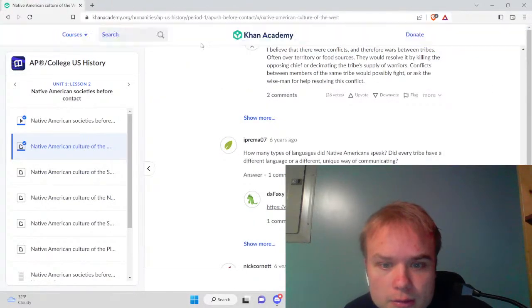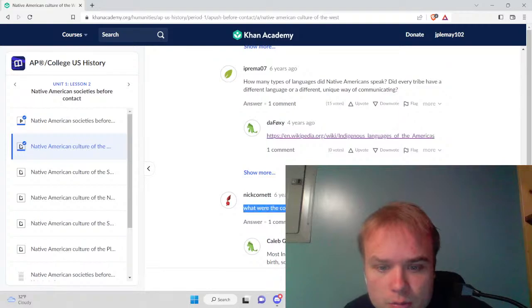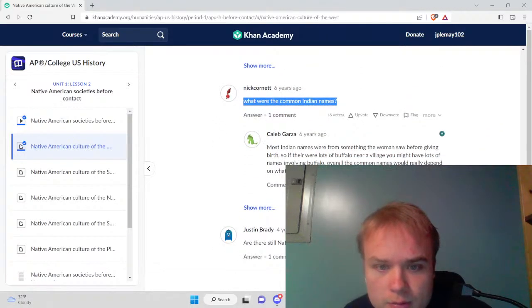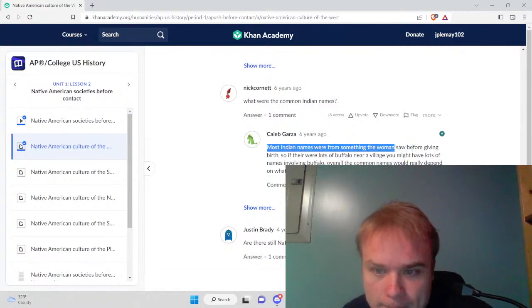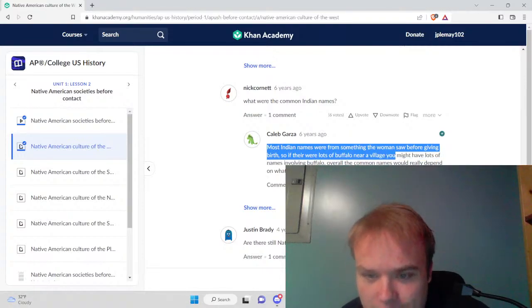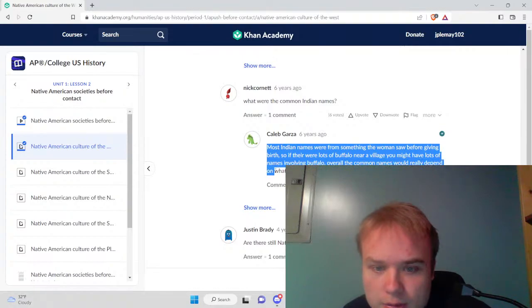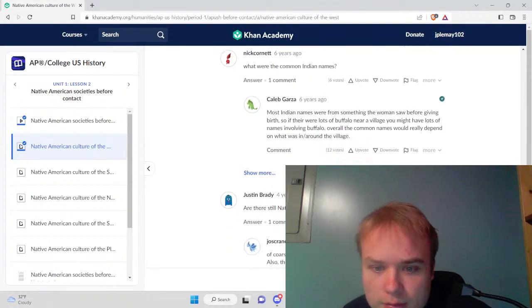We're not going to get this outside of the scope of this variable. Or common American names. Most Indian names were something the woman saw before giving birth. So if there were lots of buffalo near the village, you might have lots of names. Overall, the common names would really depend on what was in or around the village.